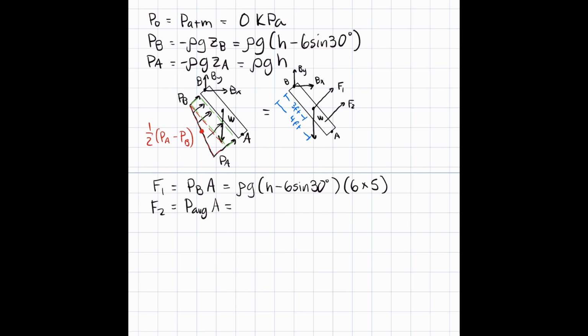And so that gives us our force 2 value as 1/2 times PA minus PB times the area, which is, again, 6 times 5 feet.